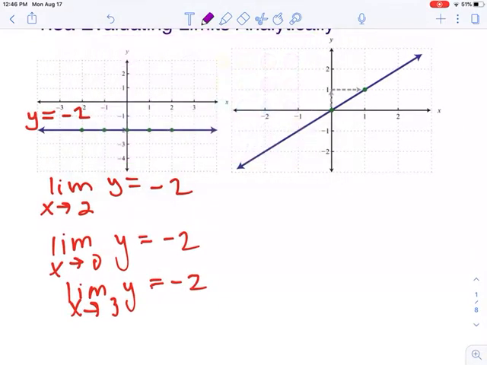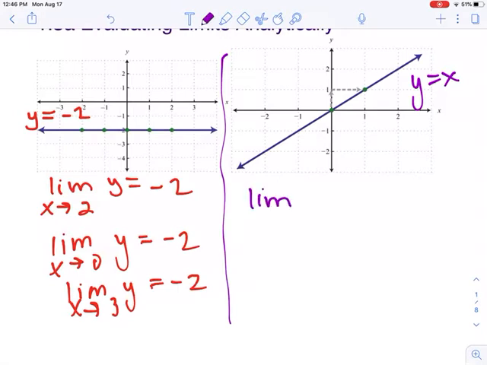What I want to look at now is this right here. Here's the graph of y equals x. Let's look for some patterns here. If we look at the limit as x approaches, let's say, 1 of y equals x, from the right and the left, we have a y value of 1.